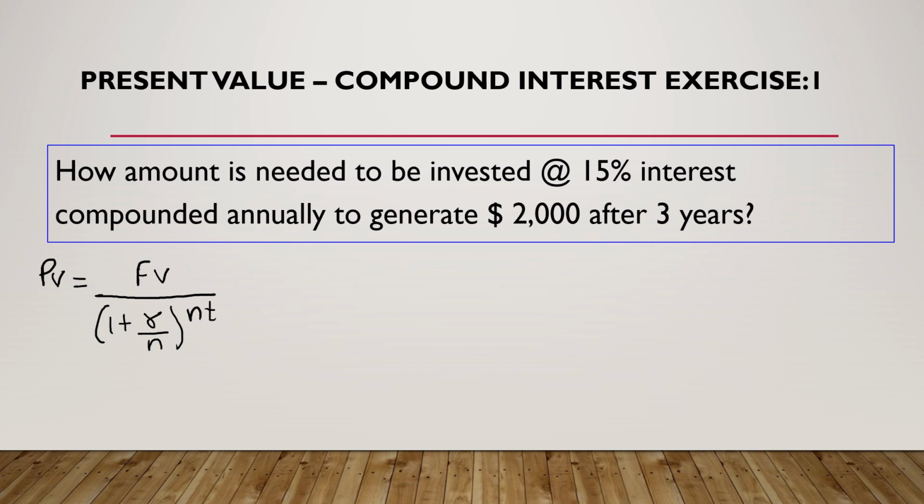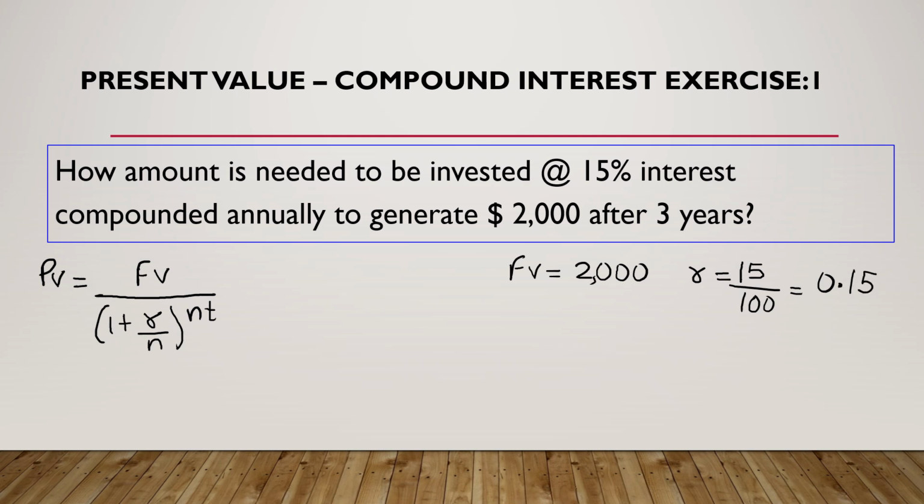Here we will substitute the values. What is my future value? I need to get $2,000 after 3 years. So 2,000. Then write r. r is rate of interest. What is my rate of interest? 15%, meaning 15 divided by 100, which will come to 0.15.